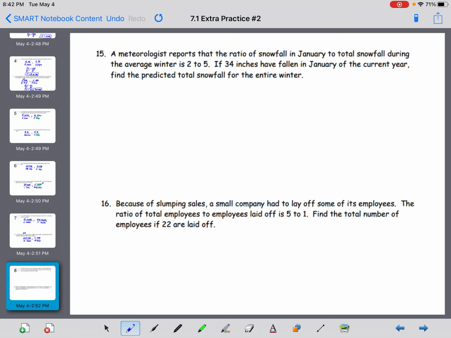A meteorologist reports that the ratio of snowfall in January to the total snowfall during the average winter is 2 to 5. So 2 to 5. And I'm going to put January, and I'm going to put the year. If 34 inches have fallen in January, find the predicted total snowfall for the entire year.